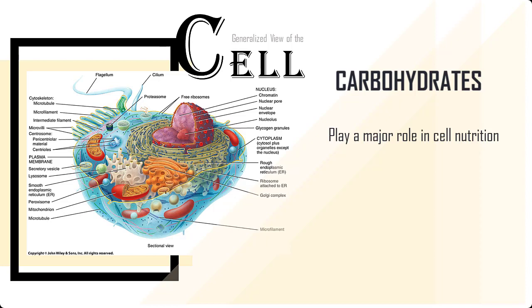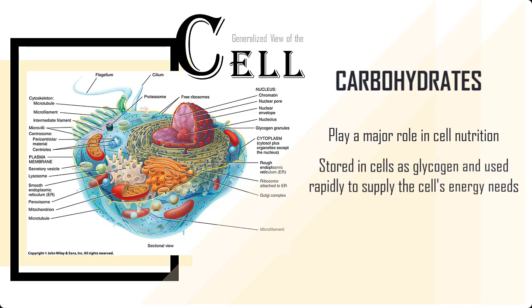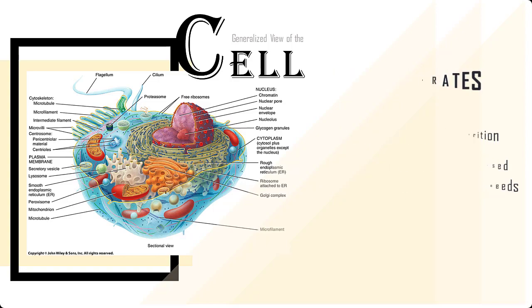Also, a small amount of carbohydrate is stored in cells as glycogen, which is an insoluble polymer of glucose that can be depolymerized and used rapidly to supply the cell's energy needs.